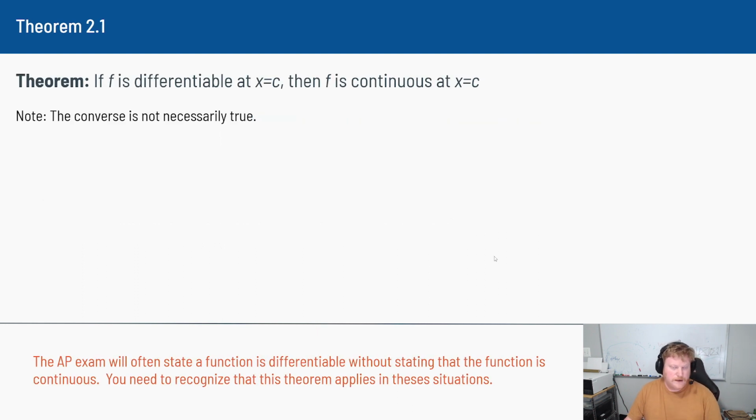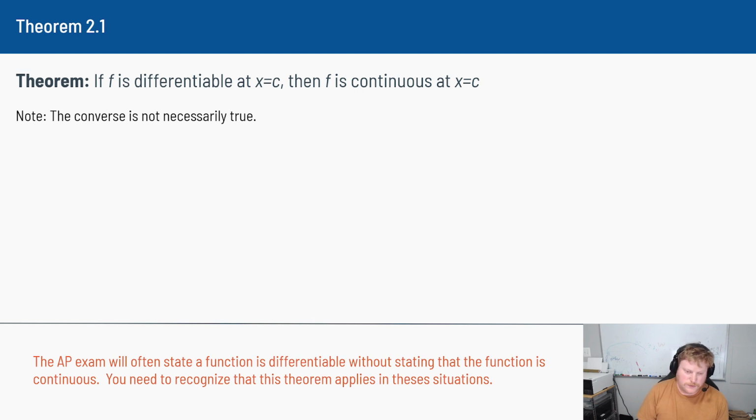So we have the first theorem from Unit 2, and that is that if f is differentiable at x equals c, then f is continuous at x equals c. Note that the converse is not true. The converse of this statement would be, if f is continuous, then f is differentiable. So continuity does not imply differentiability, but differentiability does imply continuity.